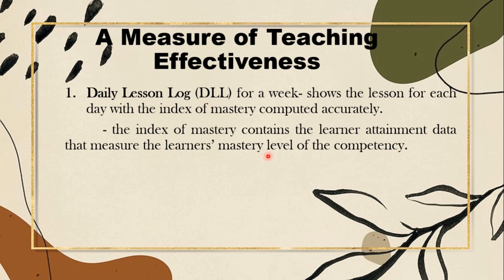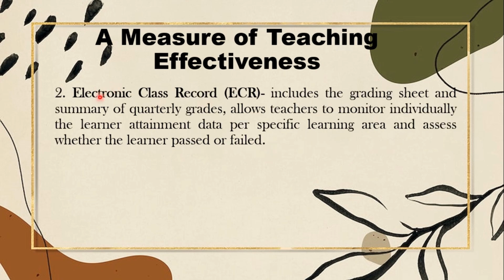It guides the teachers in their instruction and allows them to determine whether the learners are ready to proceed to the next lesson or if they need additional activities for remediation. Likewise, the teacher may also use the data to modify or adjust his or her instruction in order to address the needs of his or her learners. Aside from the DLL, we also have the electronic class record, or the ECR. This is another document that teachers use to monitor and evaluate the learner's progress and achievement.